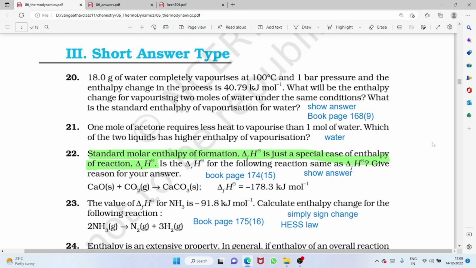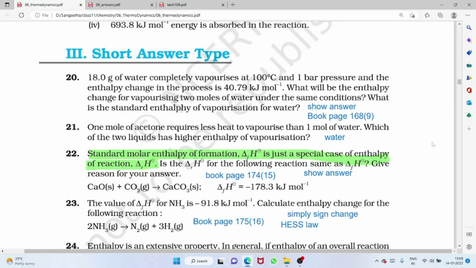Okay, short answer type. 18 gram of water completely vaporizes at 100 degrees Celsius and 1 bar pressure. The enthalpy change in the process is 40.78 kilojoules per mole. What will be the enthalpy change for vaporizing 2 moles of water under the same conditions? Okay.